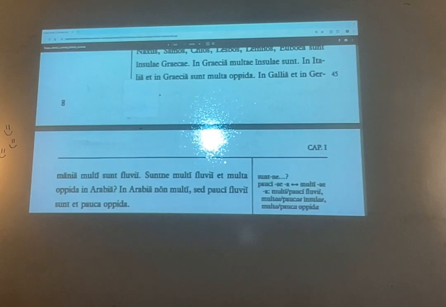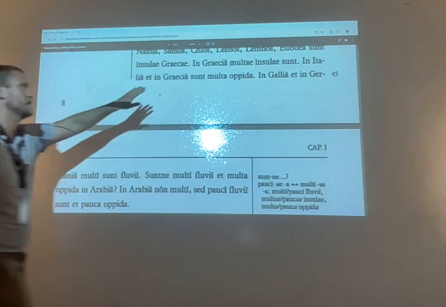So here we go. In Graecia, multae insulae sunt. In Italia et in Graecia sunt multa oppida. In Gallia et in Germania, multi sunt fluvii. Suntne multi fluvii et multa oppida in Arabia? In Arabia non multi, sed pauci fluvii sunt, et pauca oppida.